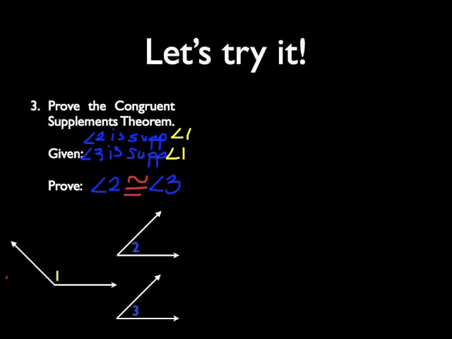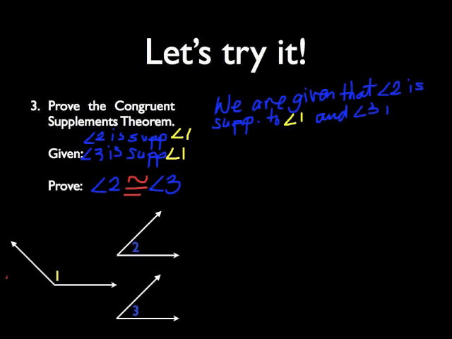Now, something that we're going to do with this proof that is a little bit different is we're going to do what is called a paragraph proof. A lot of people like doing paragraph proofs because it allows them to just write down ideas in sentences the way they think. Let's start it off the way we would start off any proof, the given. So we can say we are given that angle 2 is supplementary to angle 1 and angle 3 is supplementary to angle 1.